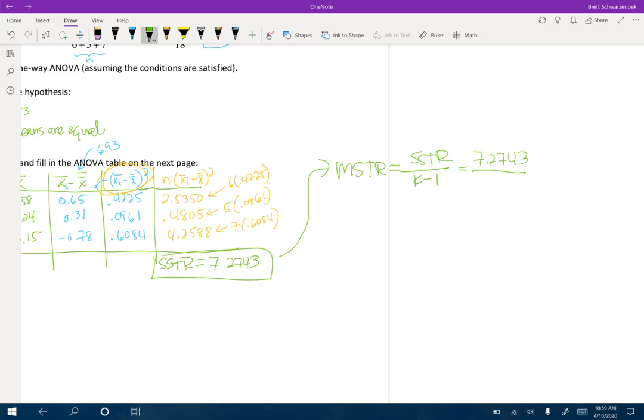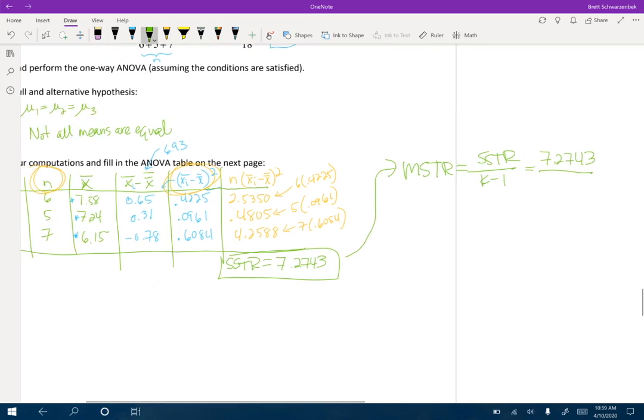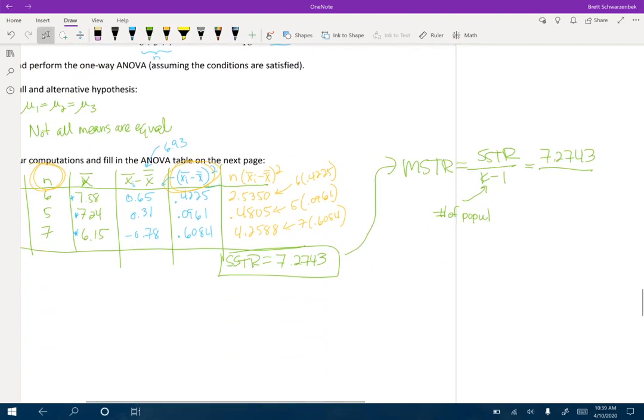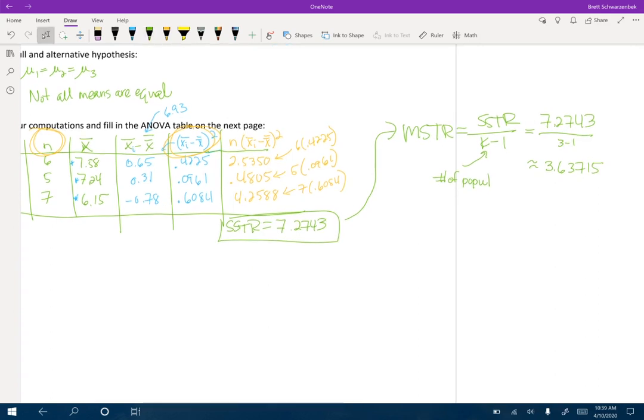And now we have to find K minus 1. Remember, K is the number of populations. So if we go back to our problem, how many populations are there? There are 3. So 3 minus 1, and then this will give us approximately 3.63715. I went to 5. You can go to 2 decimal places. It's not a big deal. Just do at least 4 so that you get much less error. So essentially, this is our next key value.